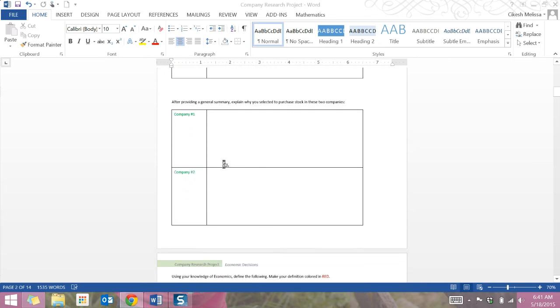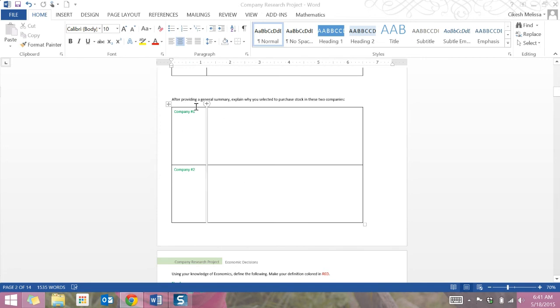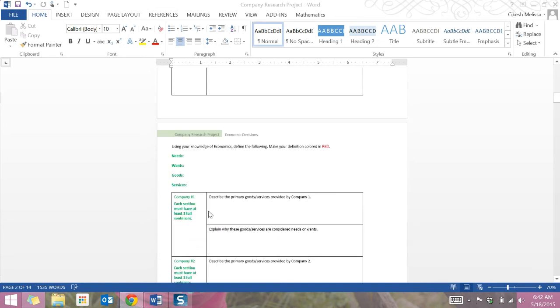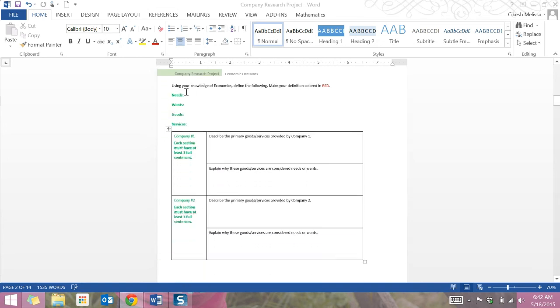After the general summary, tell me, why did you decide to purchase stocks in these two companies? This is all on why did you do it? Second section is economic decisions. You're going to give me the definition of needs, wants, goods, and services. You can absolutely use your books, your notes, anything that you've got. Then you're going to give me the primary good or service provided by the company, and then why these goods and services are considered needs or wants for each section. Each of these sections, they must have at least 3 full sentences.